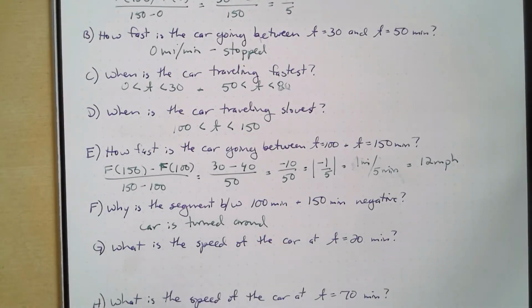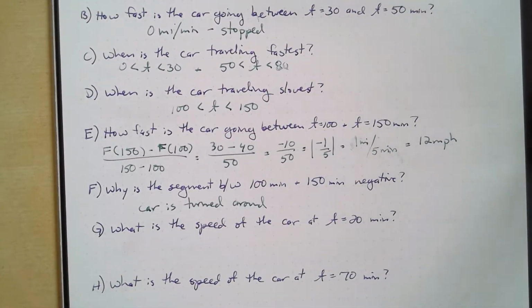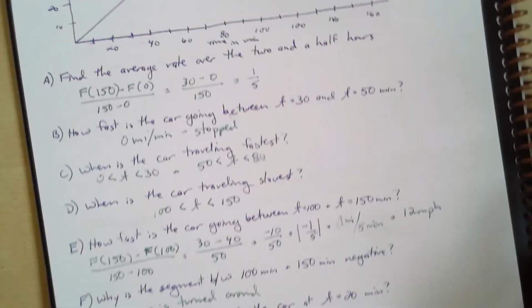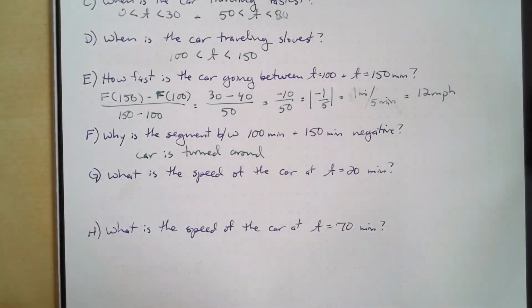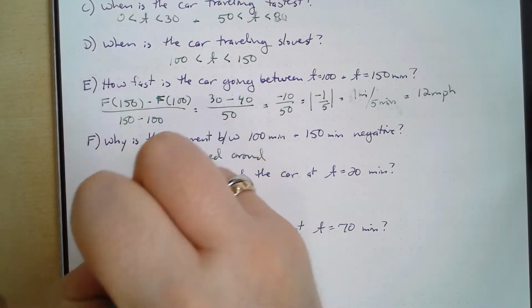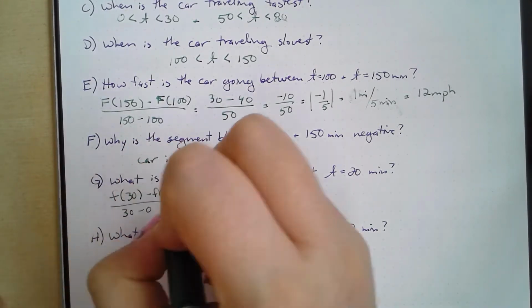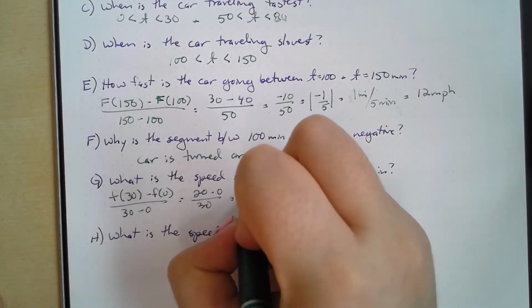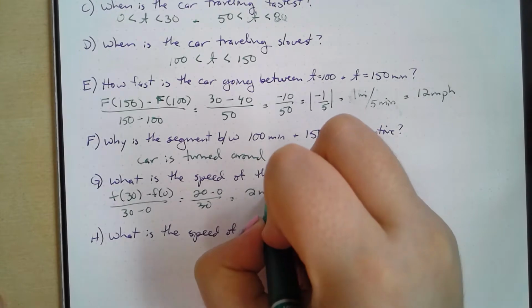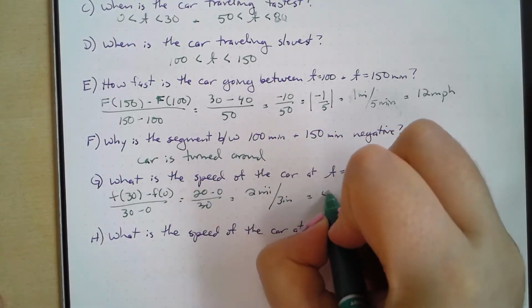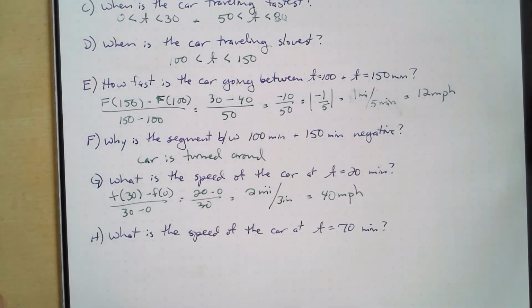Well, what about the speed of the car at t equals 20 minutes? What's going on there? Well, at t equals 20 minutes, we're going to take f of 30 minus f of 0 over 30 minus 0. So that is equal to 20 minus 0 over 30, which equals 2 miles per 3 minutes. And if I multiply that by 60 minutes, I get 40 miles per hour, right?